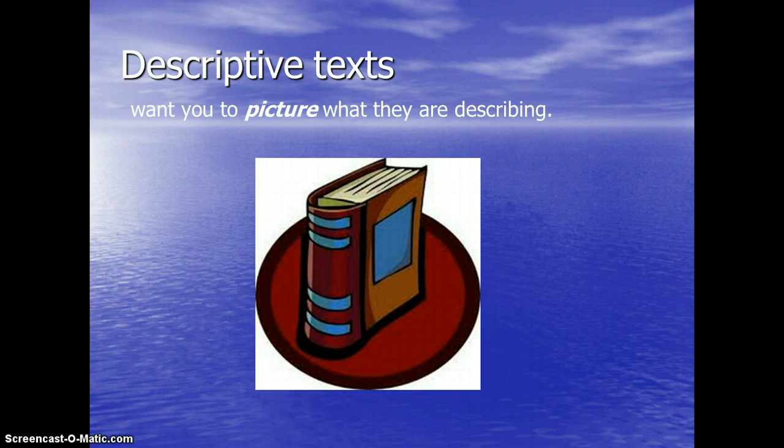Such descriptive texts usually make use of adjectives and adverbs. They use comparisons to help you picture what it's trying to describe. And it will employ your five senses: how it feels, how it smells, how it looks, how it sounds, and how it tastes.